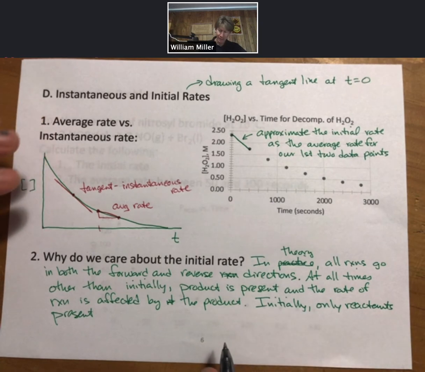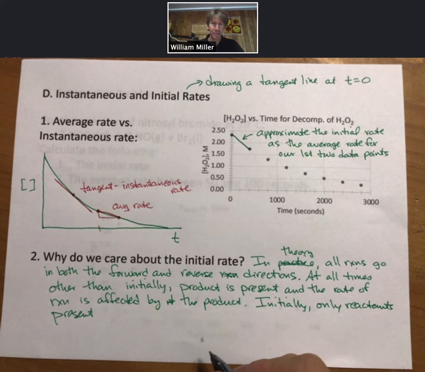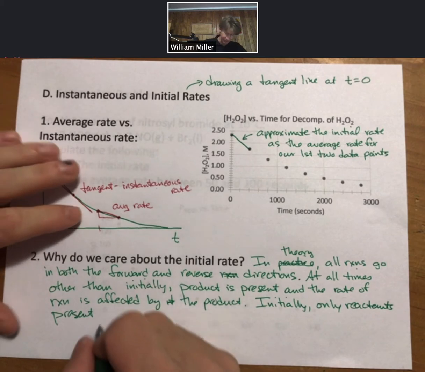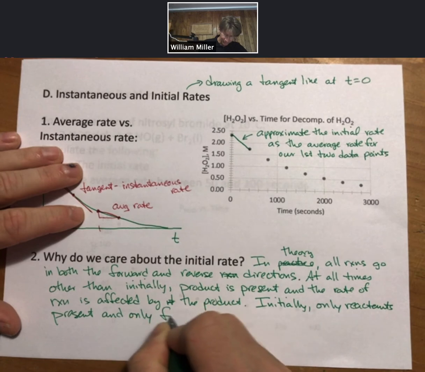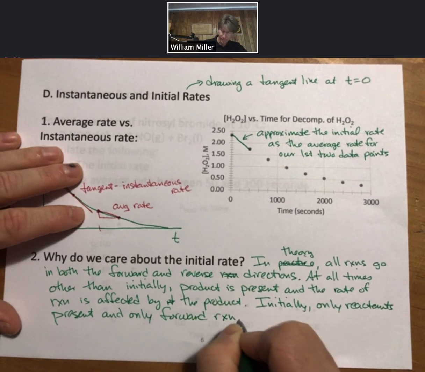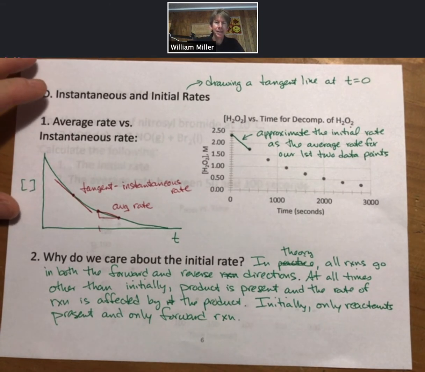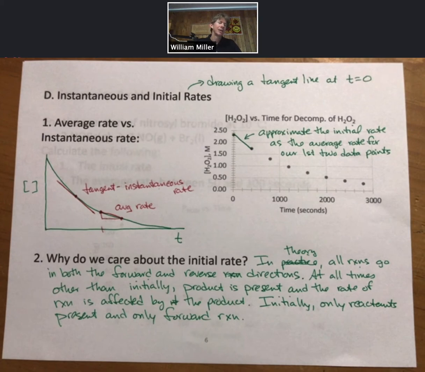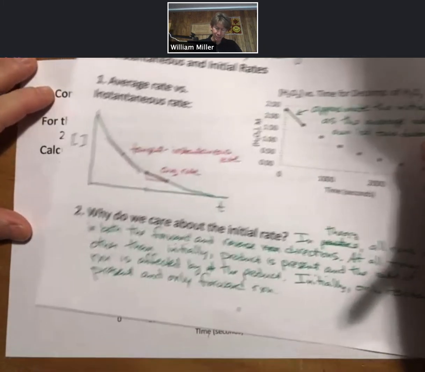Initially, only reactants present. And so if we want to study the rate of the forward reaction, we need to do it initially. Initially, only reactants present and only forward reaction. It basically keeps it nice and clean so that we're only thinking about one of the reactions. Now, we will typically look at reactions that are much faster going forward than going backwards, and so it's a way of keeping it neat and clean. But typically, the reaction rate is much faster in the forward direction at what we're going to be looking at anyway. So that's why we'll care about initial rates.